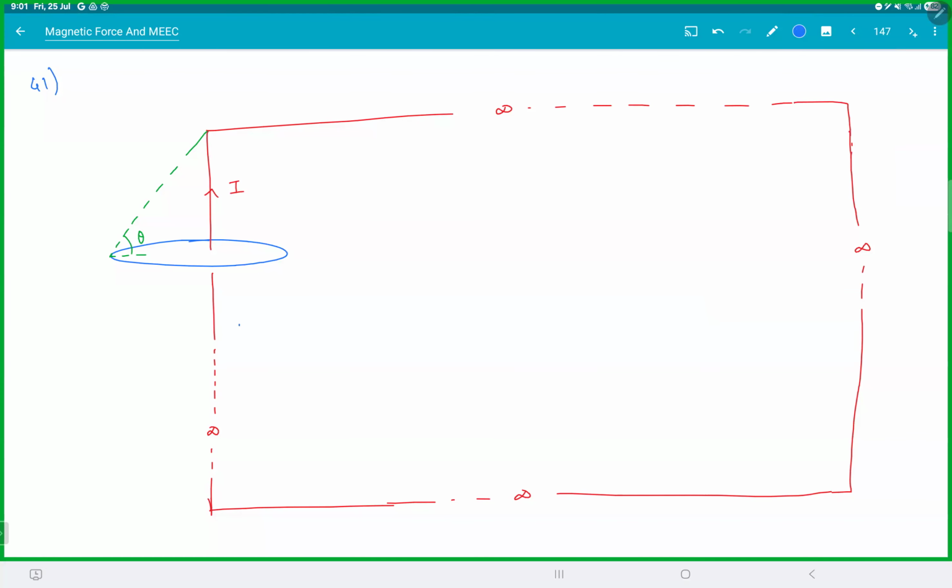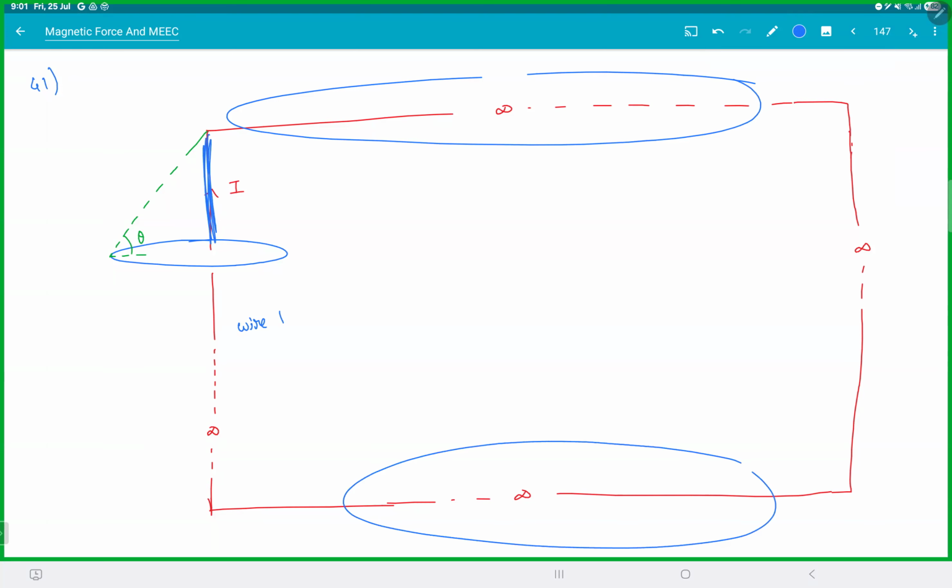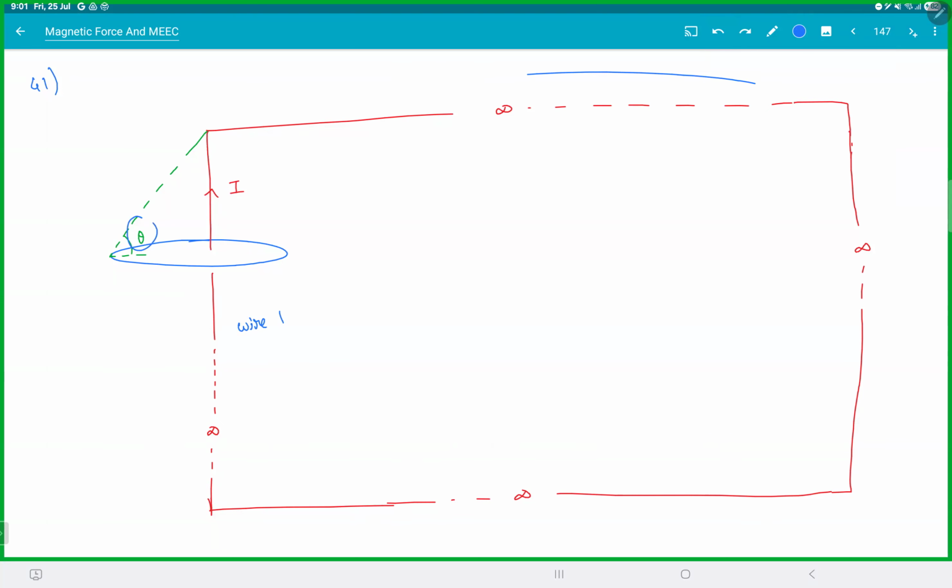So this is wire one. Understand something here. This wire is infinity, but this distance is finite. This wire is infinity. This distance is also infinity, isn't it? Hope you're getting the difference. The upper wire and the lower wire are not the same distance. See here, the angle is theta. Here, the angle is 90. So this is wire one. This is wire two. This is wire three, and this is wire four.